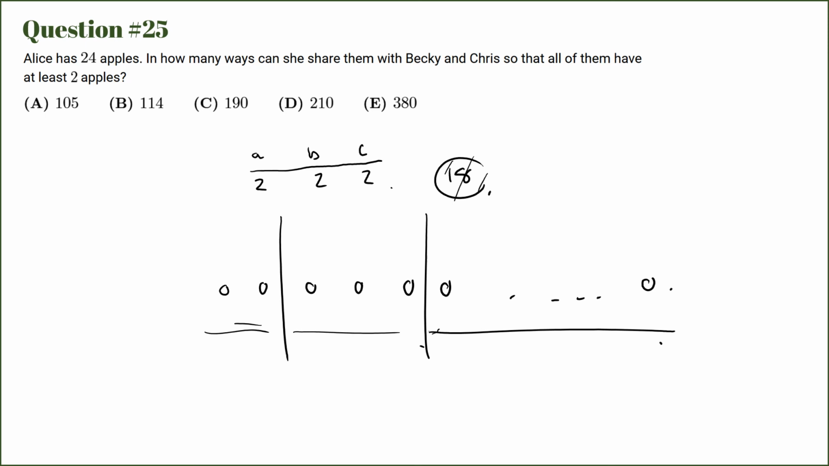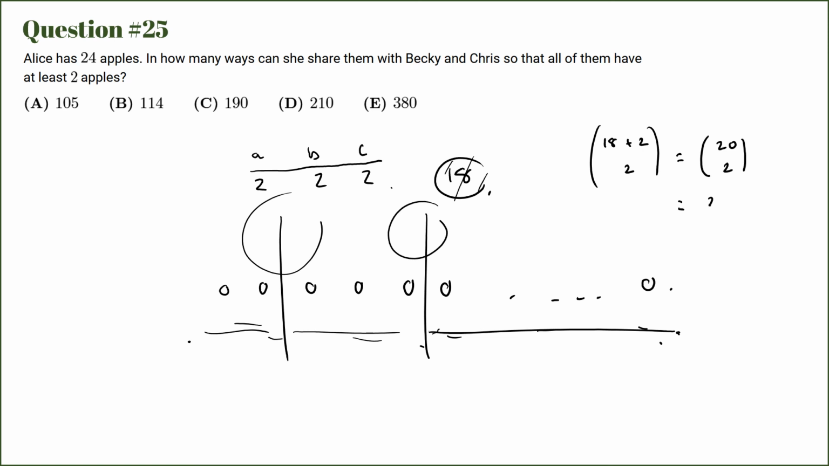So let's count the total amount of things you can arrange. That would be these 18 circles plus these 2 bars. And what you're doing is choosing 2 spots, or 2 things to be the bars. So that would be 18 plus 2, choose 2. So what is 20 choose 2? Well, 20 choose 2 is just 20 times 19 over 2. That's 190. So the total number of ways she can share the apples with Becky and Chris would be 190.